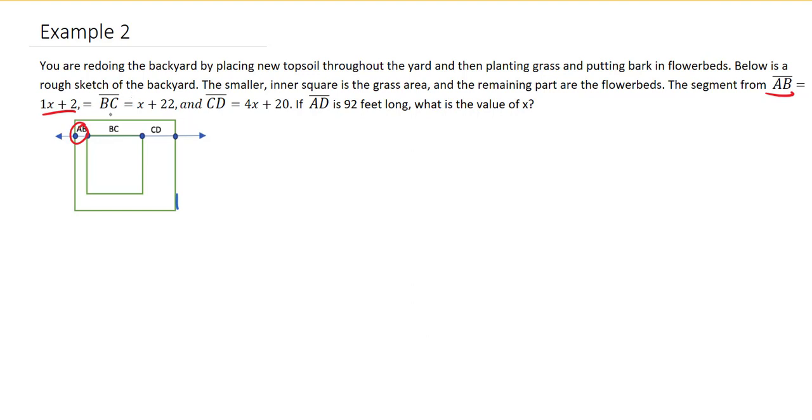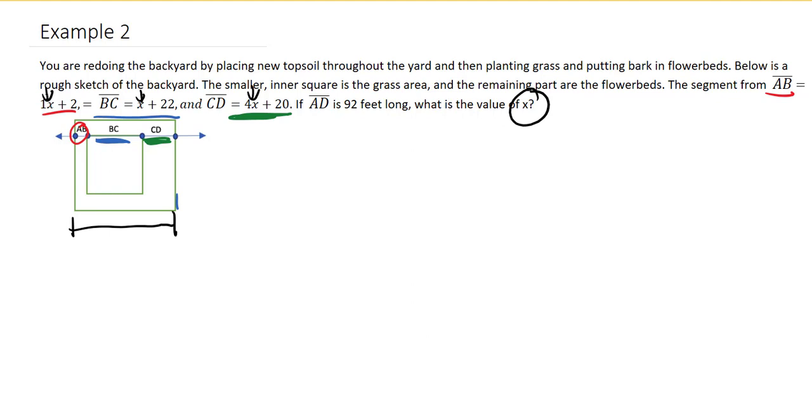Then we have BC, and that's x plus 22. So that's this segment here. And then we have segment CD, which is 4x plus 20, which is right there. And then we know the segment AD, so the full length of this whole thing, is 92 feet long. So what's the value of x? We're trying to solve for x. We see x in here, x here, and x here. So it represents a number that we need to solve for.